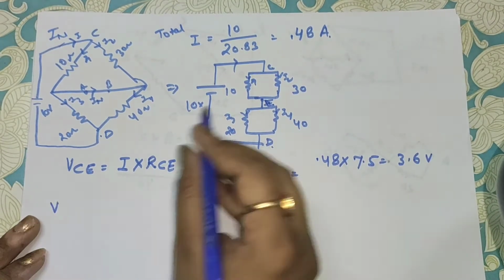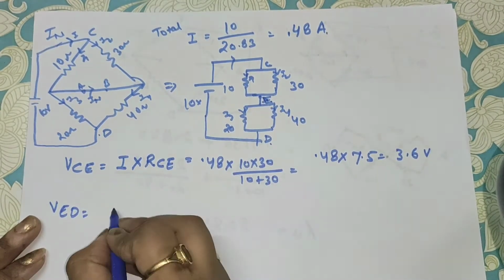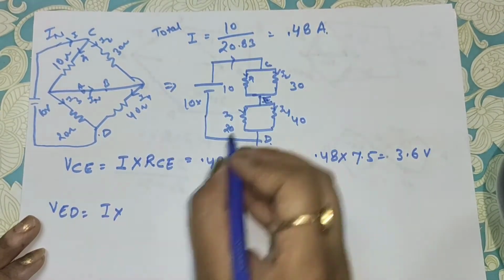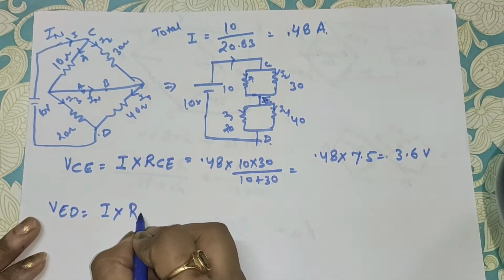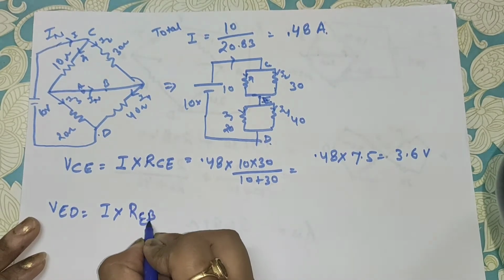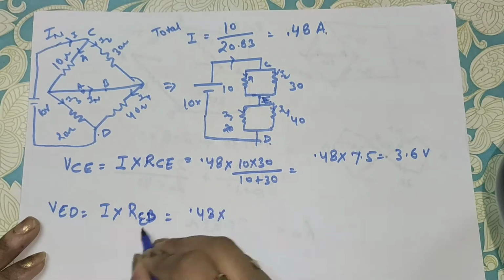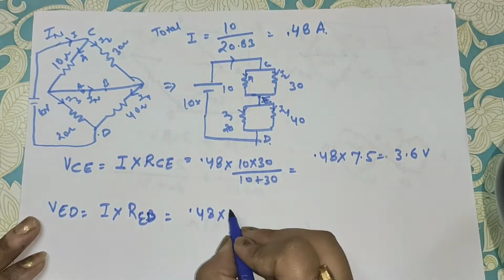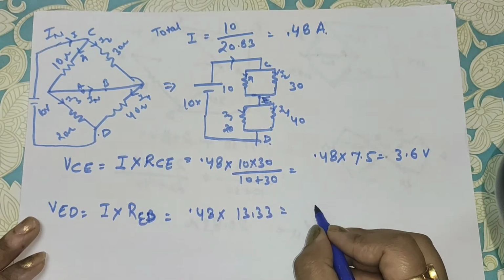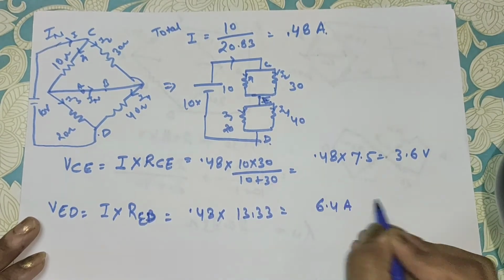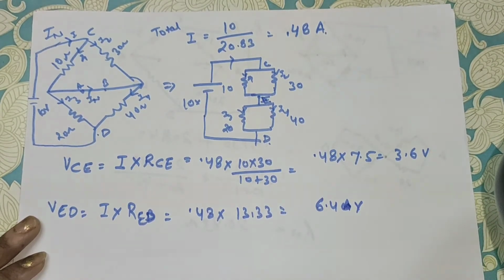Now VED, that is total current I, because these are in series, so I into RED. So I is 0.48 into RDE. If you calculate these, both are in parallel, so 13.33, that is 6.4 ampere you got. Sorry, volt, because this is voltage. So 6.4 volt you got.